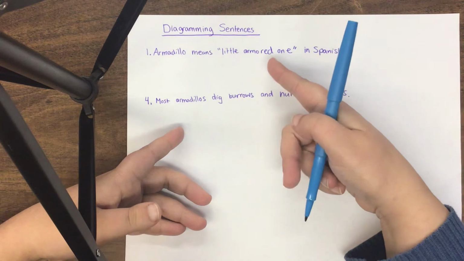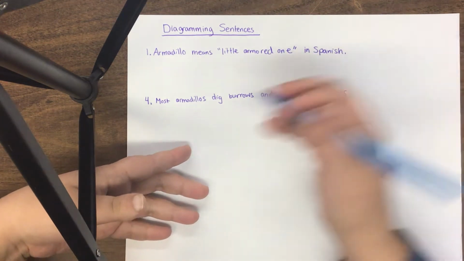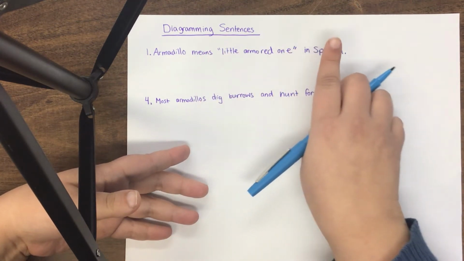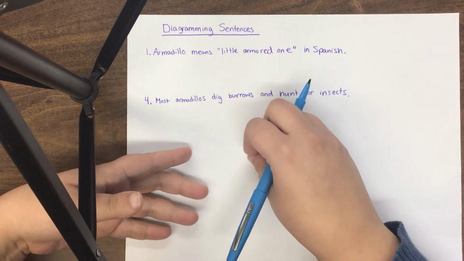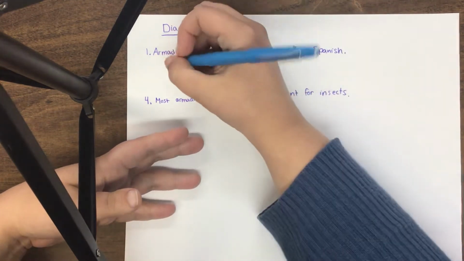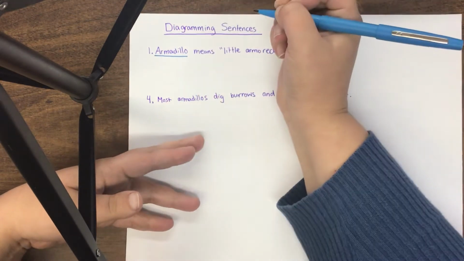So let's take a look at our first sentence here, and we're going to mark it up the way we mark up a sentence. Armadillo means little armored one in Spanish. So the first thing we think is, what is the subject? What is the sentence talking about? Well, they're talking about the armadillo. So I'm going to put one line under the word armadillo.